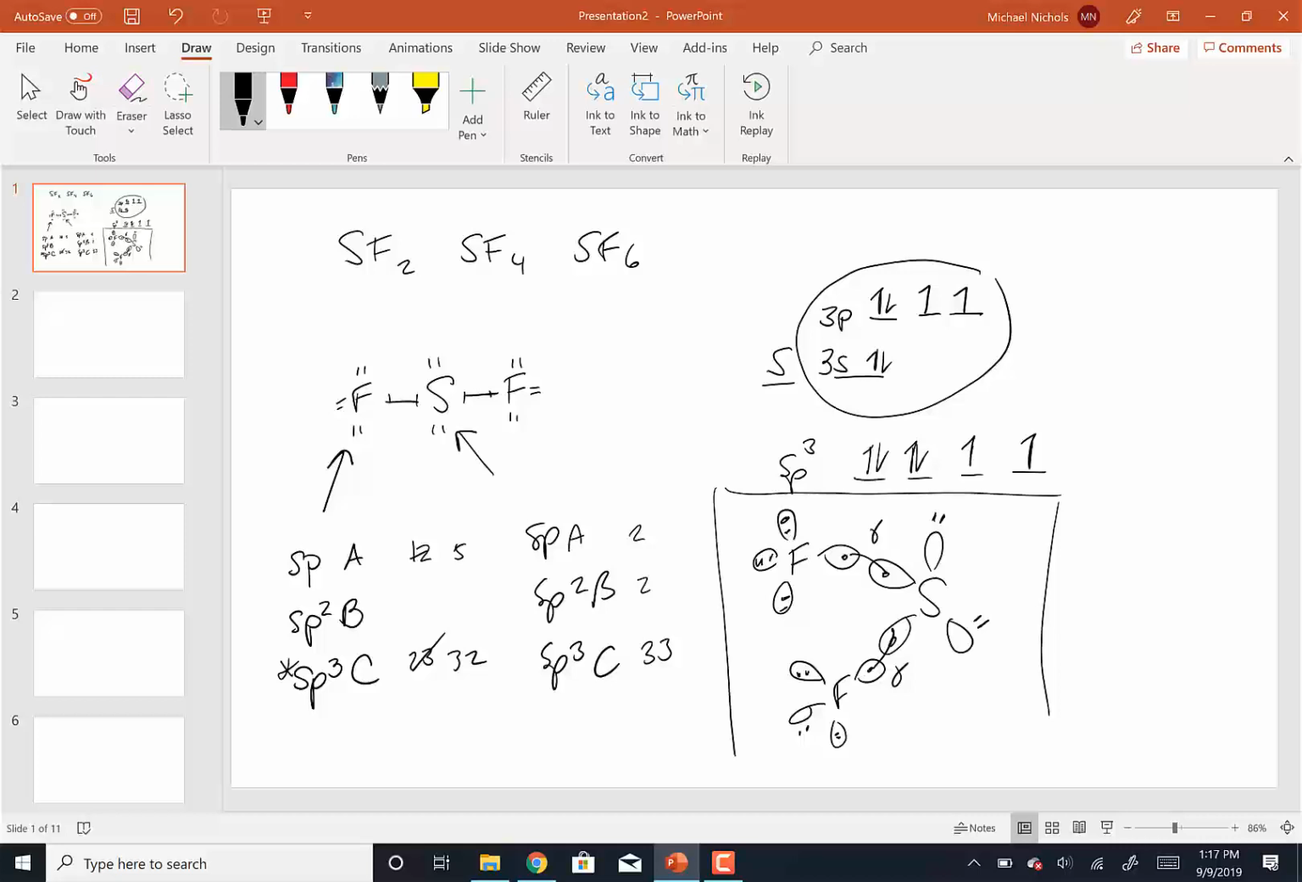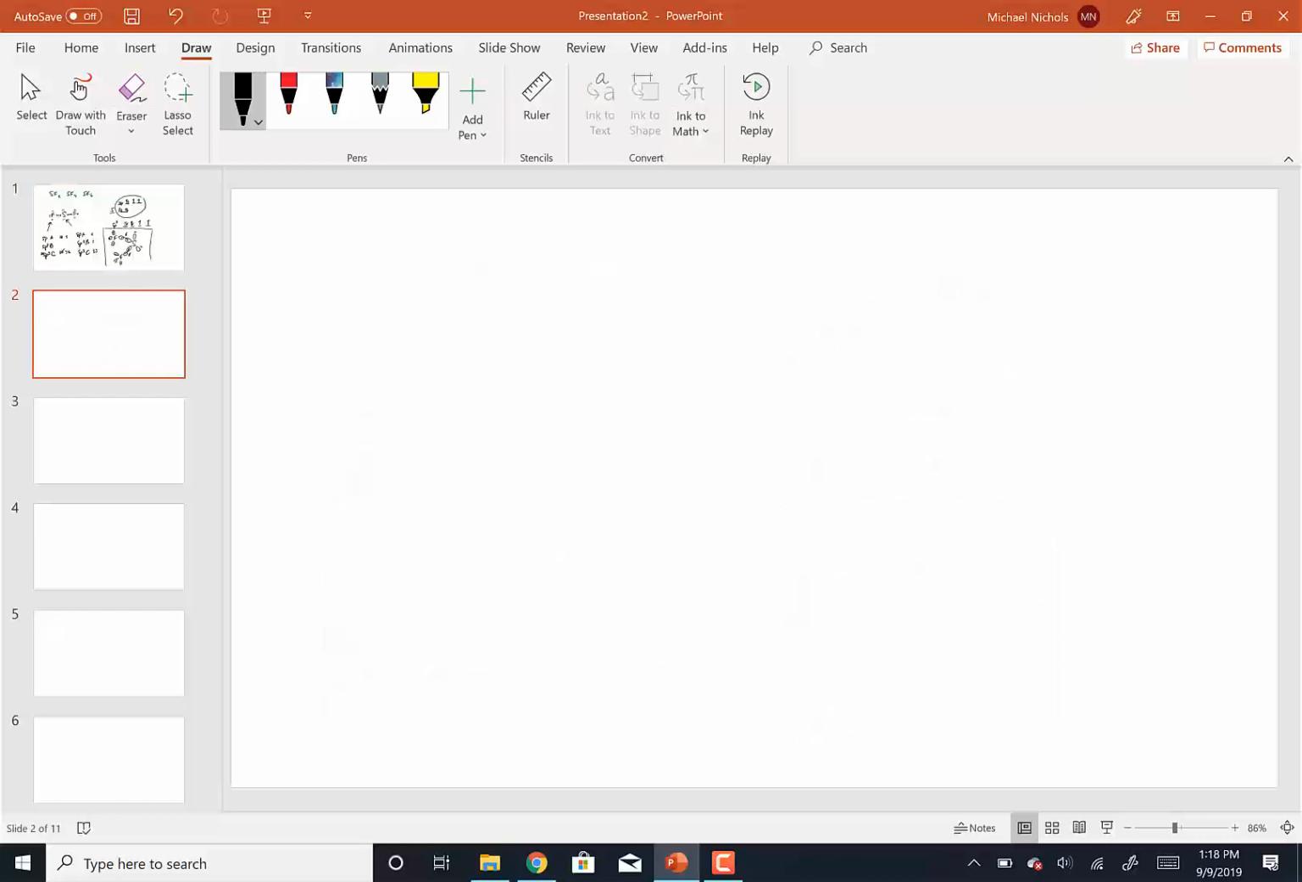So first of all, with SF4, I'm going to have a problem because I need 4 unpaired electrons to bond the 4 fluorines. And in the ground state electronic configuration of sulfur, I only have 2 unpaired electrons. So I'm going to have to promote something. So let's go back to sulfur. I've got a 3s, I've got a 3p, and so I've got my pair, my other pair, and my 2 single unpaired electrons. Okay. So I need to promote to a higher orbital, but what is the higher orbital? What is above a 3p?